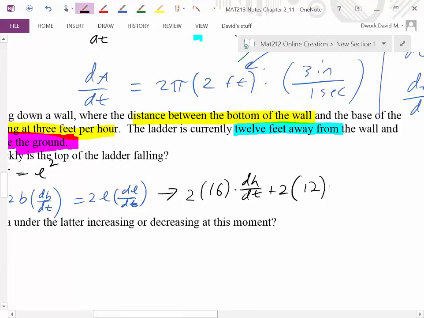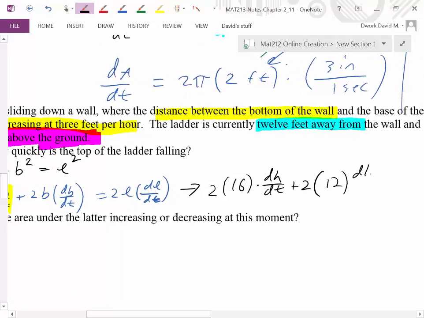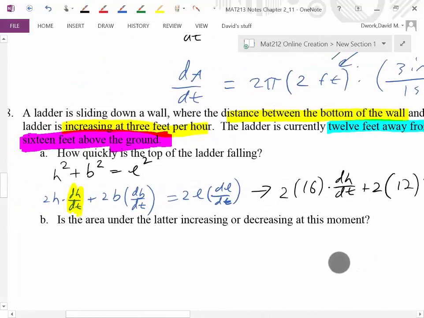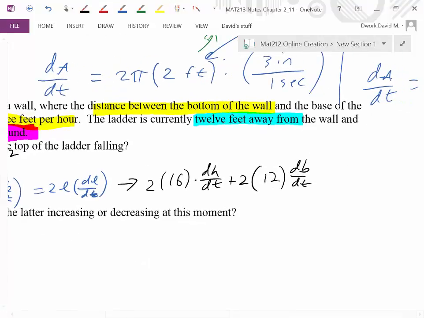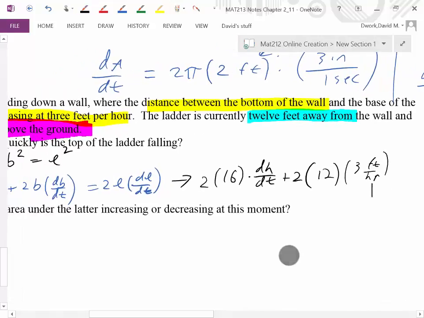And then we need the next part of that equation, which was db dt. What does that mean? The change in the distance in the base in time. Do we know how quickly the base was sliding away? And I think we did. It's right here what I did in yellow. The distance between the bottom of the wall and the base of the ladder is increasing at 3 feet per hour. All right, so therefore, that would be 3. And if you wanted to, you could be putting units on all this stuff just to make sure your units are all matching up. But the idea here is you'll notice everything's measured in feet and hours, so that makes it easy. Okay, so we got that part.